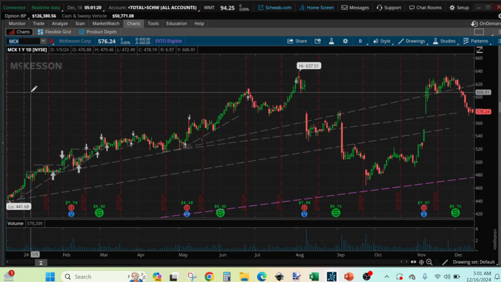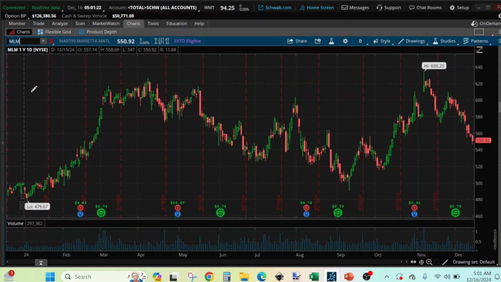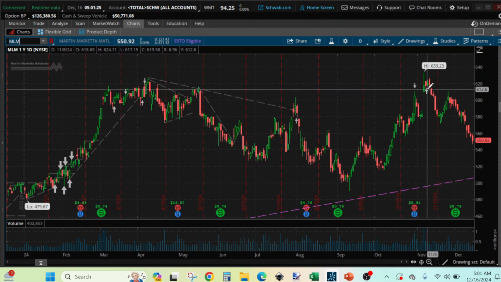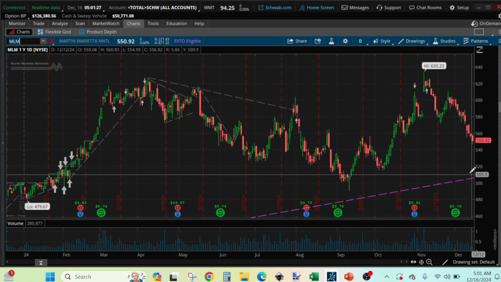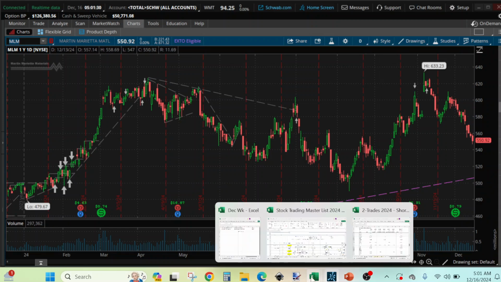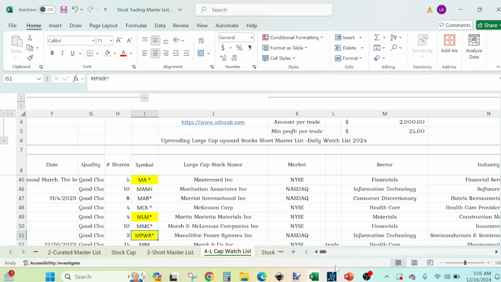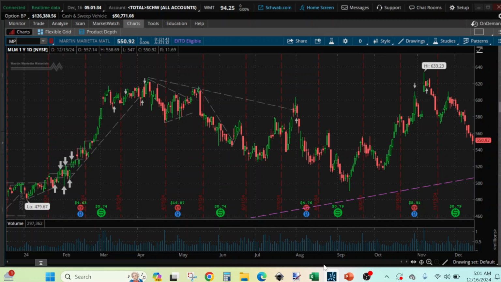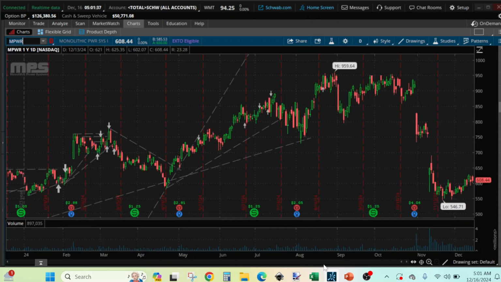MLM, we bought that already, and we bought it there. Look at where it is going to that line. MPWR, so MPWR, we bought it there. Look at it, we could have sold it there before it pulled back, and it has been down. It reached the low there and is doing those things there.